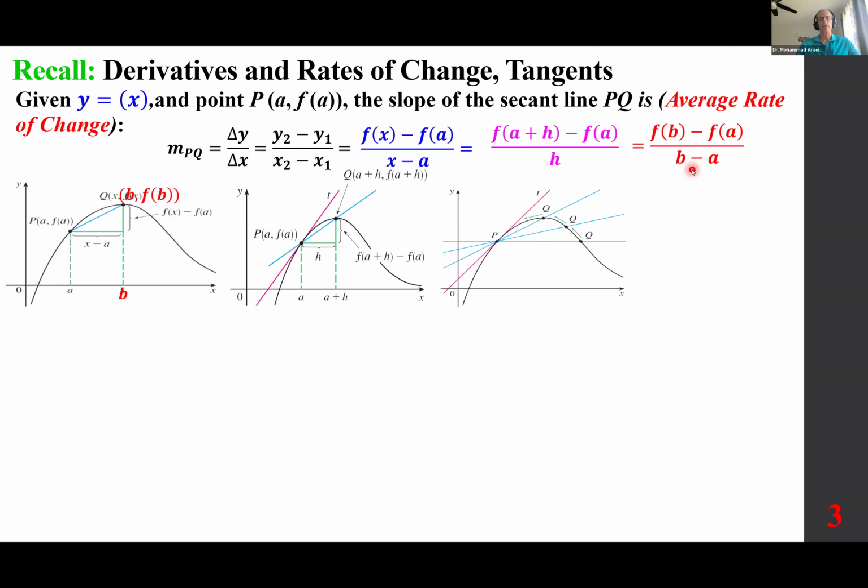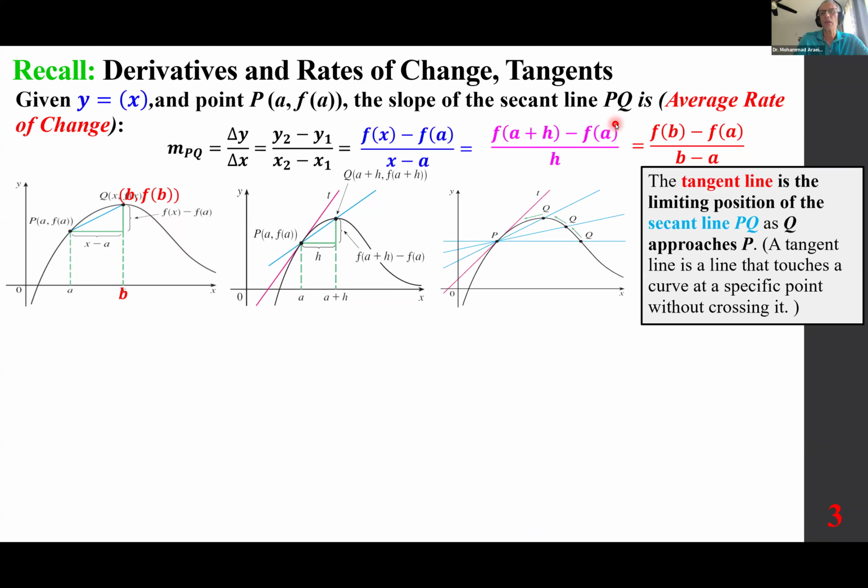Now, PQ, the blue line, represents a secant line. If we approach P, it gives rise to a red line known as a tangent. So the tangent line is the limiting position of the secant line PQ as Q approaches P. A tangent line is a line that touches a curve at a specific point without crossing.